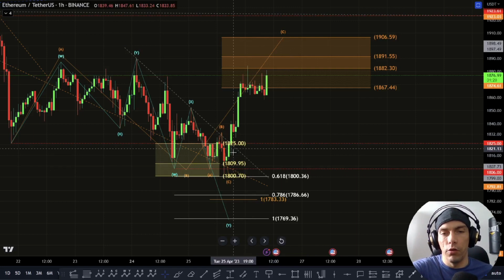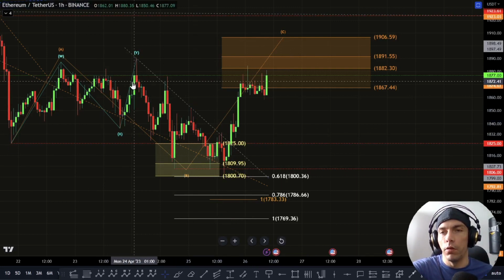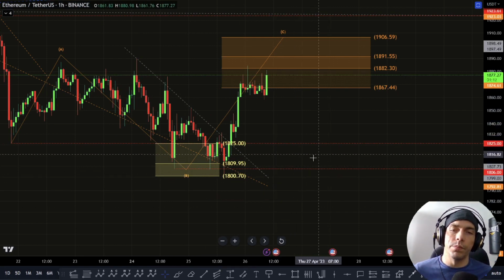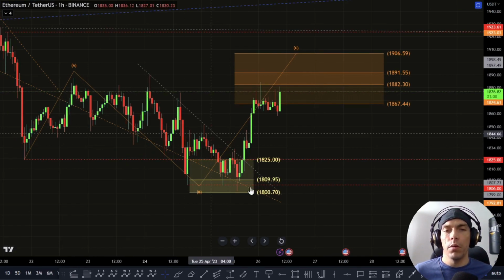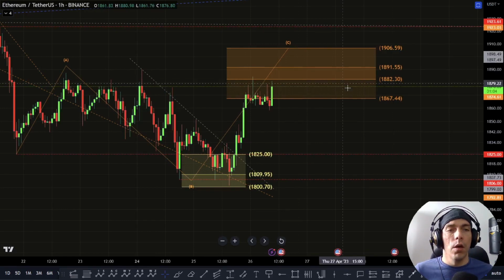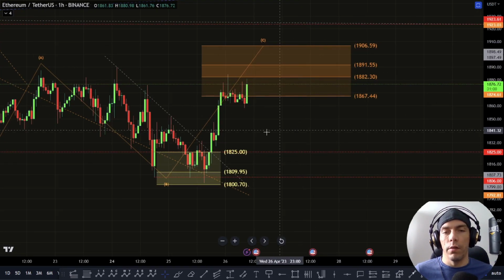We're just going to clear up this chart for a second, get rid of all the internals that we don't need here, just so that it's a bit neater. Okay, so let's get rid of some of these as well. So we came down into this 1800 area, and now we're looking for this possibility of this C wave to play out to the upside. So the target zone is between this 1906 to this 1867.